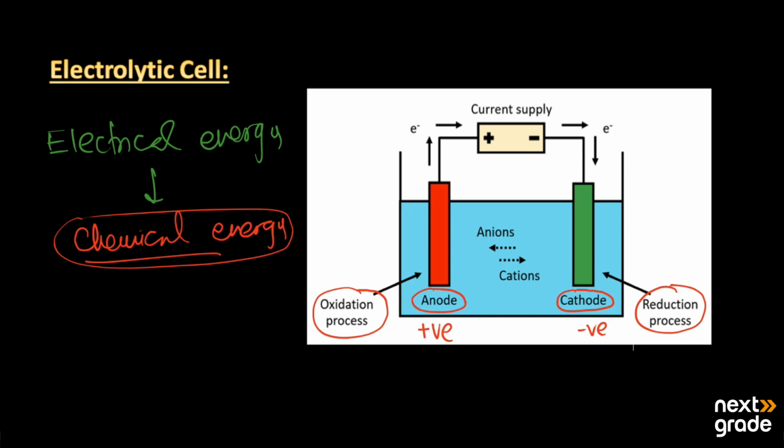It means the loss of electrons takes place at the anode, which is oxidation, and the electrons move from the anode to the cathode when it is attached to the battery. Here the process of reduction takes place because there is a gain of electrons. So overall, the work of the electrolytic cell is to convert electrical energy into chemical energy.